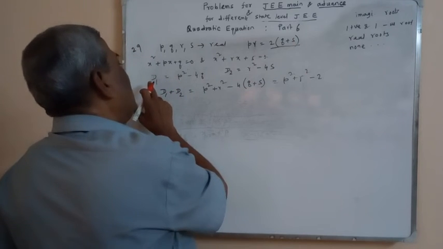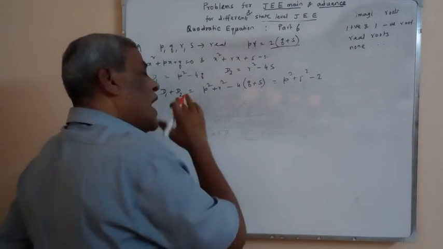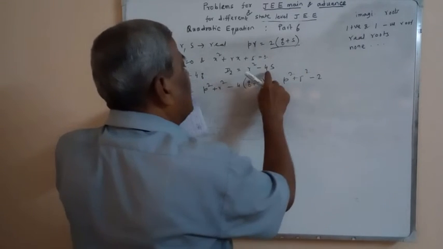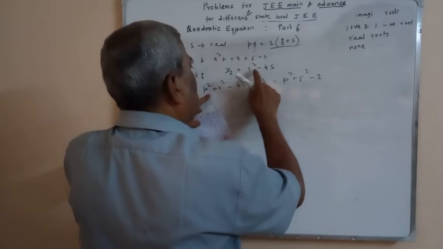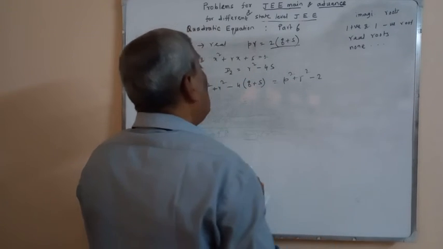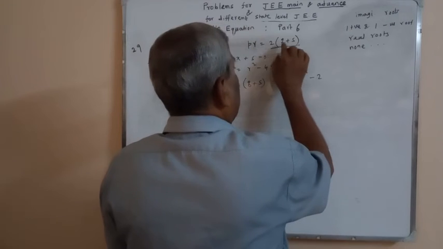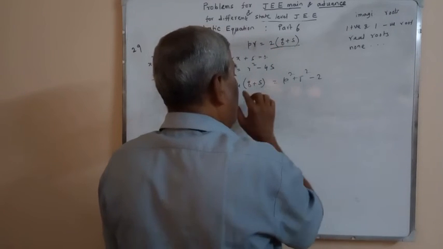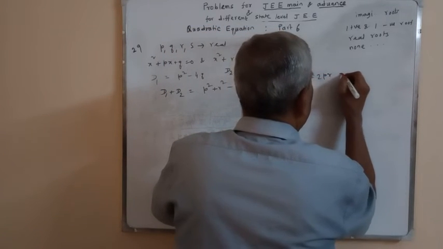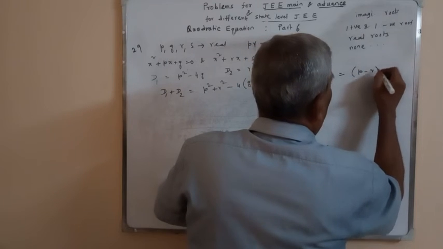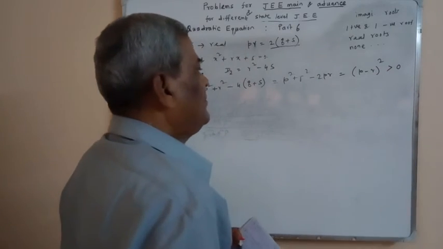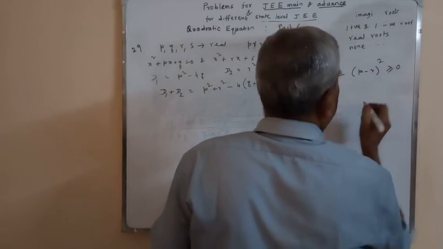So now I consider D1 and D2, the sum of the discriminants. D1 plus D2 is equal to p square plus r square minus 4 times (q plus s), which is equal to p square plus r square minus 2PR, since 2(Q plus S) is equal to PR and so 4(Q plus S) is equal to 2PR. This is equal to (P minus R) whole square, and it must be positive or equal to 0.